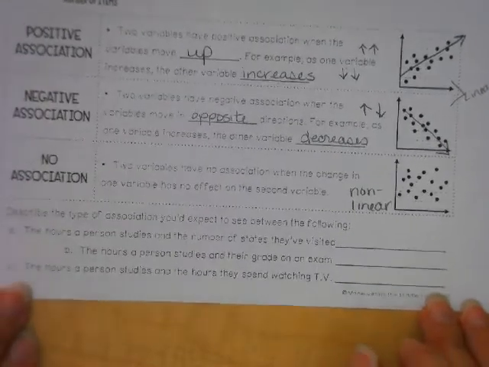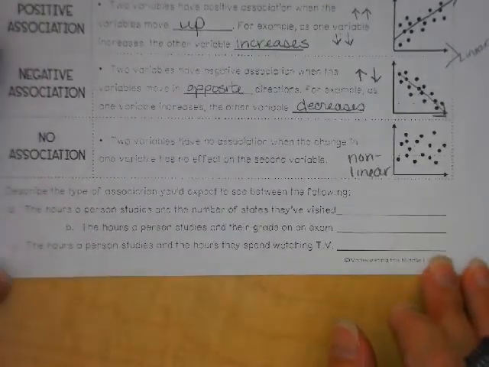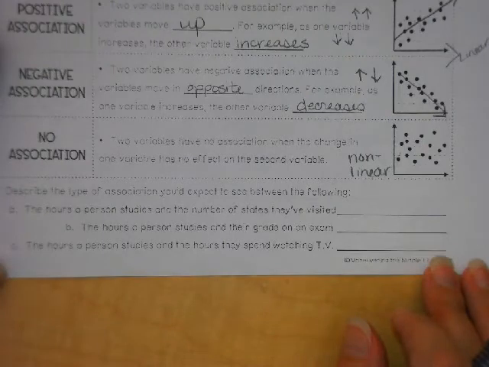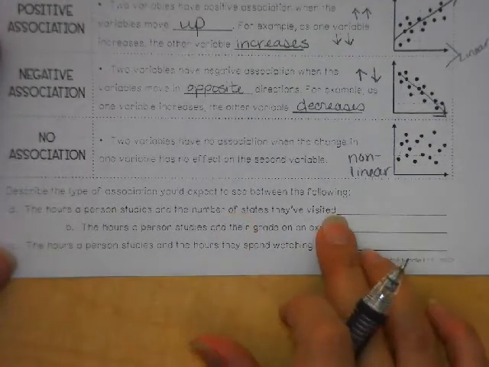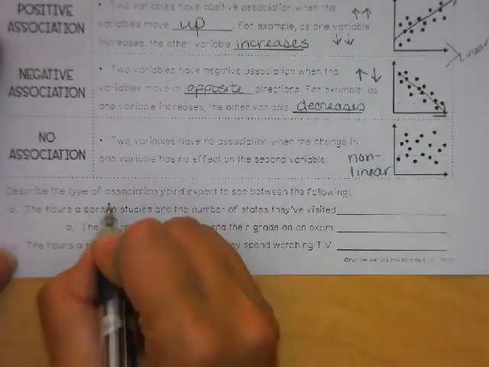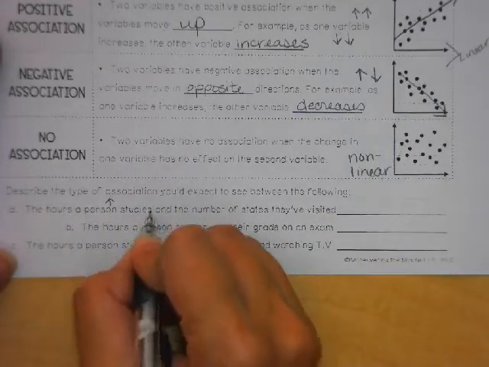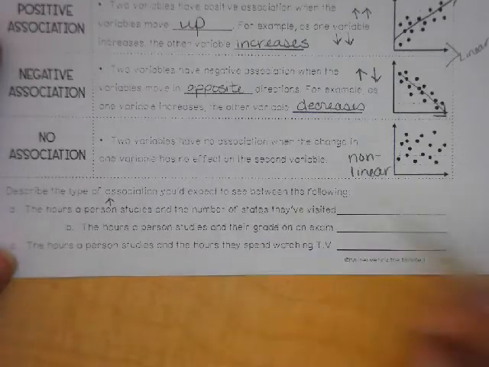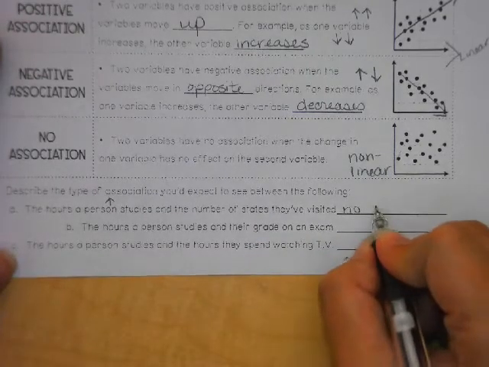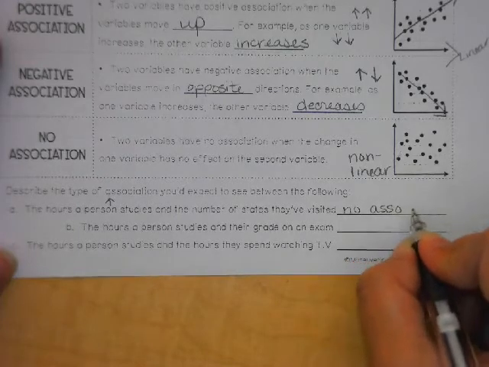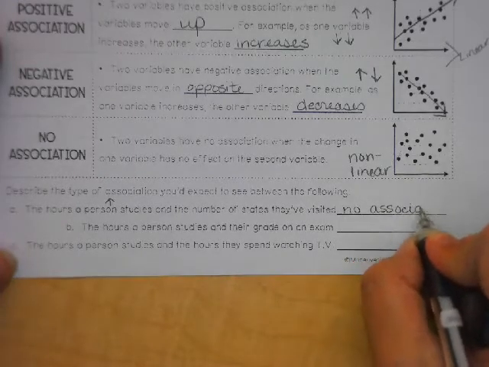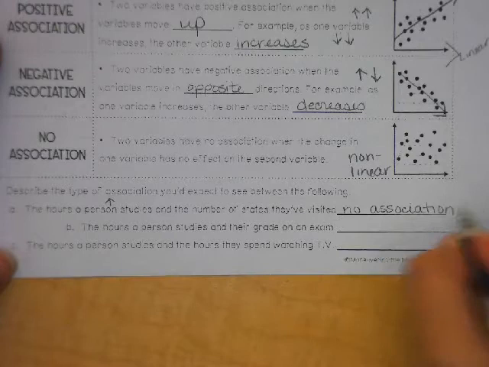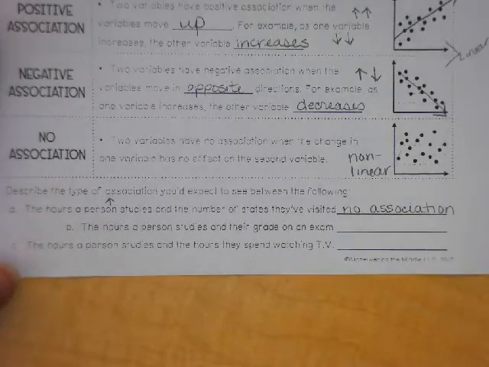Here's some examples. Describe the type of association you expect to see between the following: the hours a person studies and the number of states they visited. So as the number of hours a person studies goes up, does that determine how many states they visited? No. So this is a no association or no correlation example.